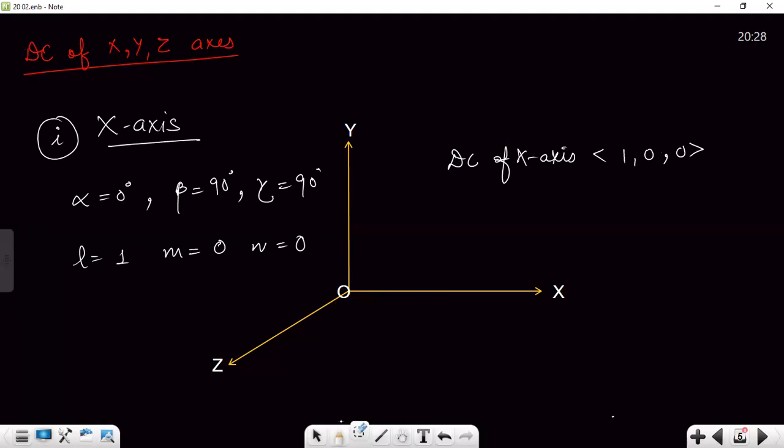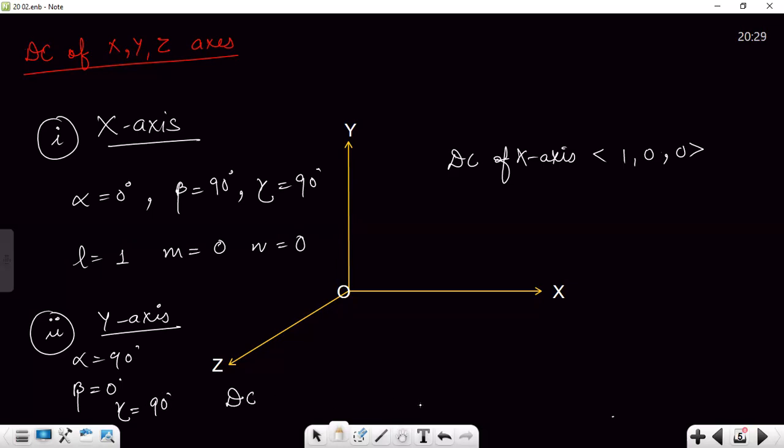Here we talked about x-axis. Similarly for y-axis, y-axis is making a 90-degree angle with x-axis. With y-axis, it's making 0 degrees with itself. With z-axis, it's also making 90 degrees. So the direction cosines of y-axis become cosine of 90, 0, cosine of 0, 1, cosine of 90 degrees, again 0.